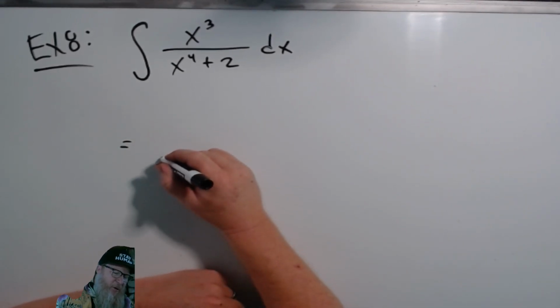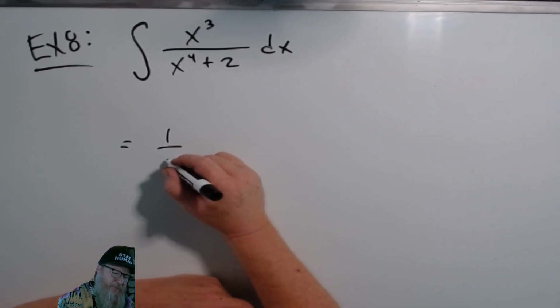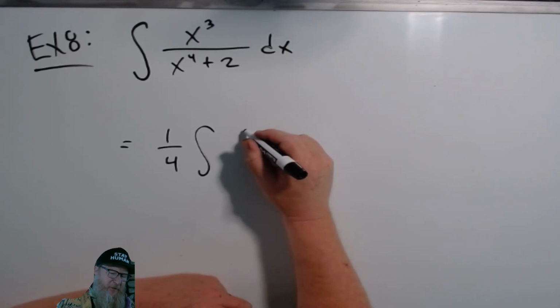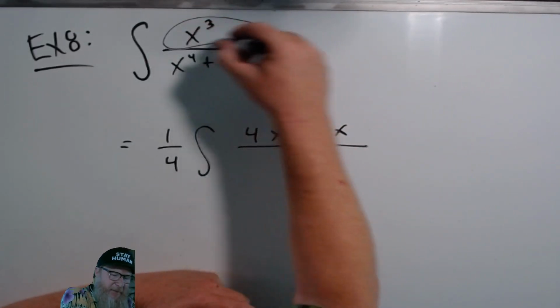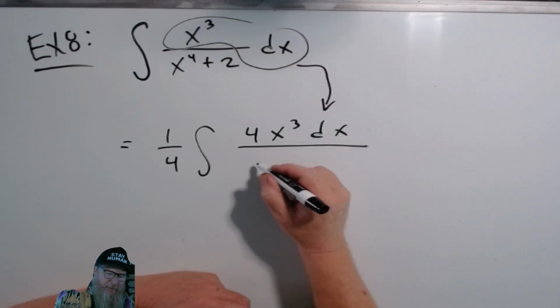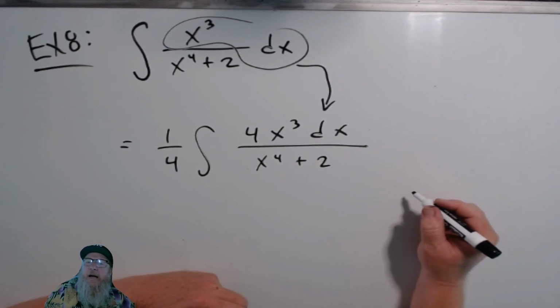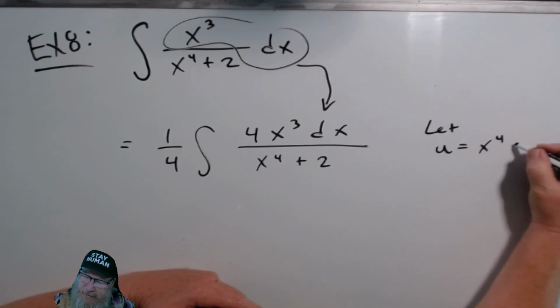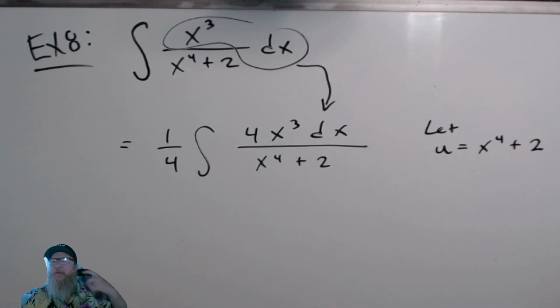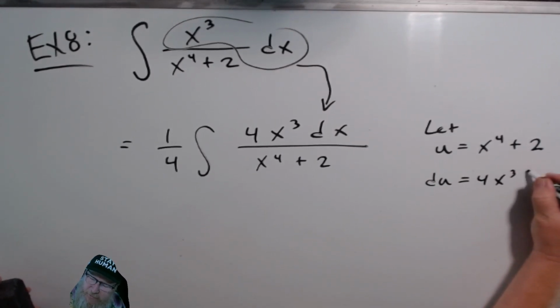The minimal amount of work that I would do is I would write 1/4, and then I do 4x cubed dx. I would combine these together, and then x to the 4th plus 2. I would also write down who my substitution is. Let u equal x to the 4th plus 2, and then my du is 4x cubed dx.